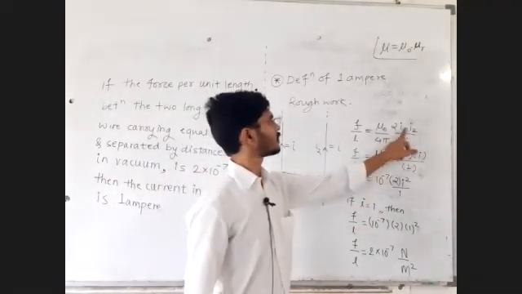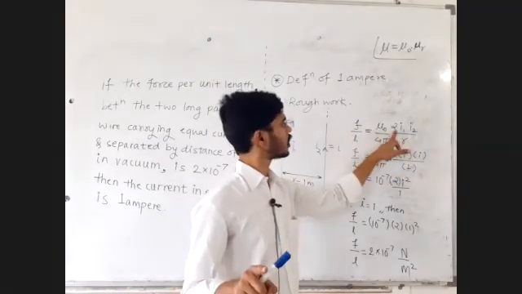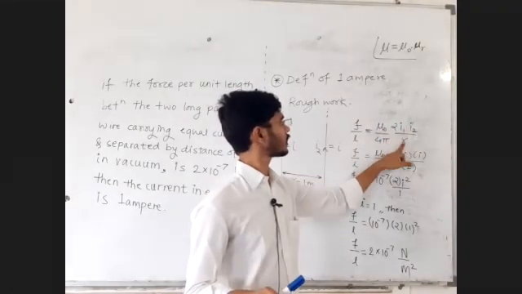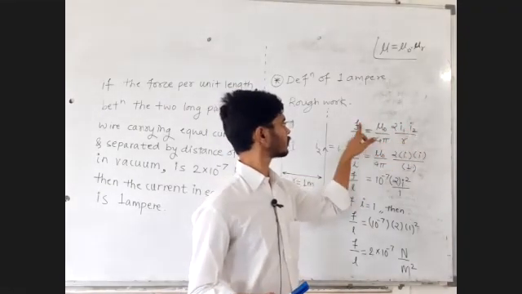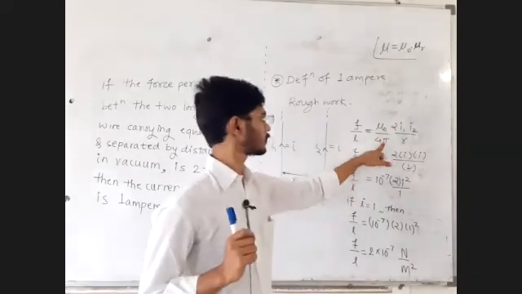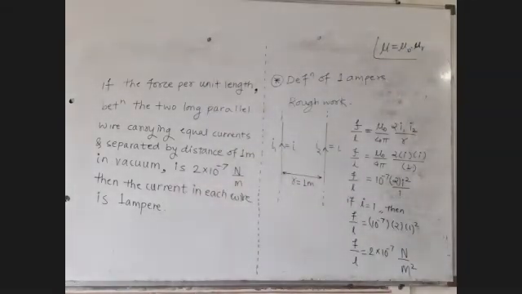Put 1 for I1, I2 and R, and you will get force per unit length as 2 into mu 0 upon 4 pi, which means 10 raised to -7. So 2 into 10 raised to -7. Next. So that's what the definition of 1 ampere is.